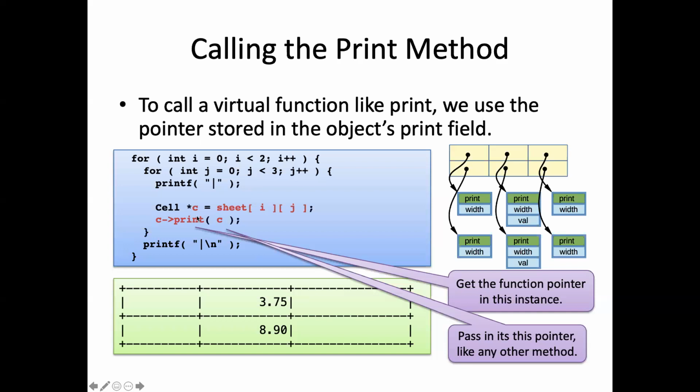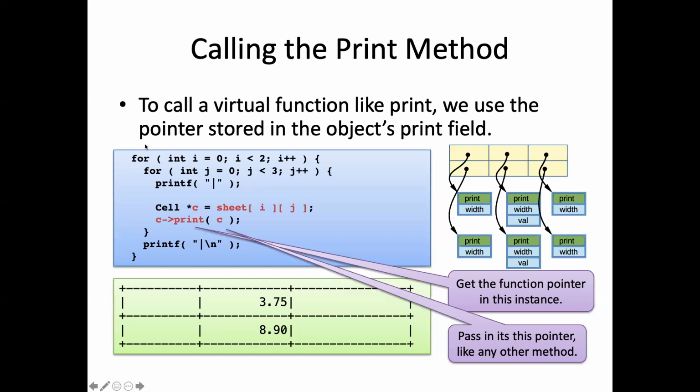And then to call the print function, there's a pointer to the print function inside that object. So this first bit, take C, go get its print field. Now you're getting a pointer to a function. If you want to call the function it points to, you put parentheses after that, just like we've always done for pointers to a function. And then that function needs the cell it's supposed to print.